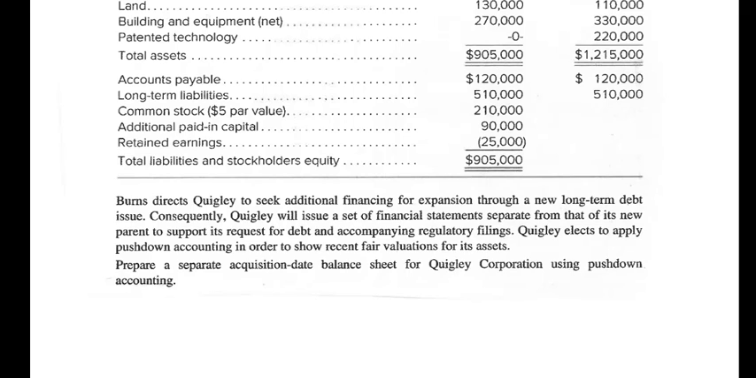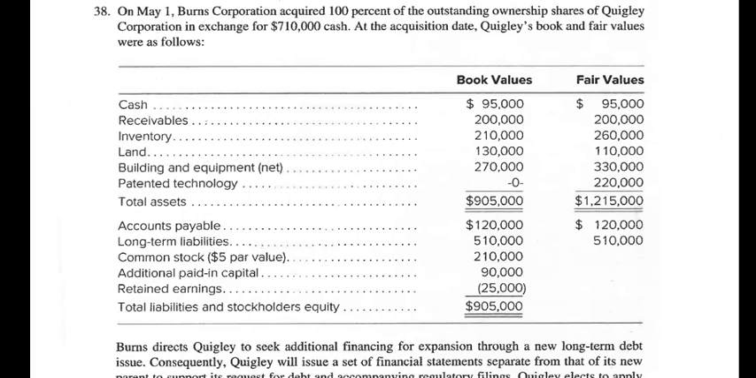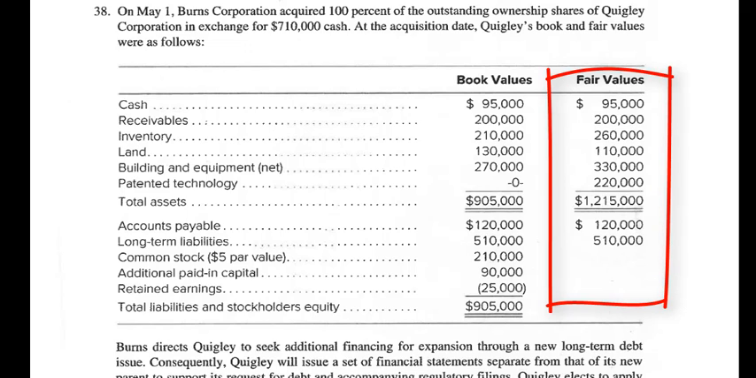Quigley elects to apply push-down accounting, right? So you don't have to do this. This is an election that companies can do if they want to. It is irrevocable. Once you elect it, you have to stick with it. Quigley elects to apply push-down accounting to show the most recent fair valuations for its assets. And then the problem wants you to prepare a balance sheet just for Quigley using push-down accounting. Well, it's really not very complicated. You go back up here and you're going to prepare the balance sheet, but using only the fair value numbers, because Quigley would have changed its book value numbers to match the fair value numbers.